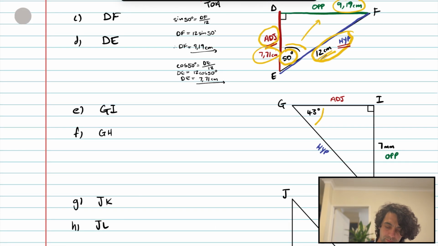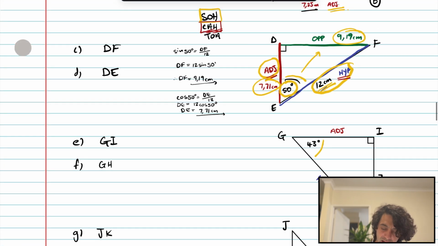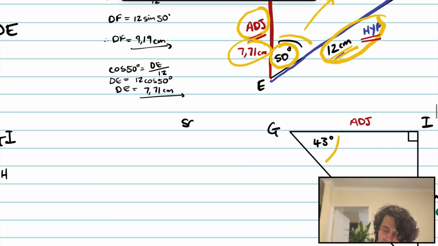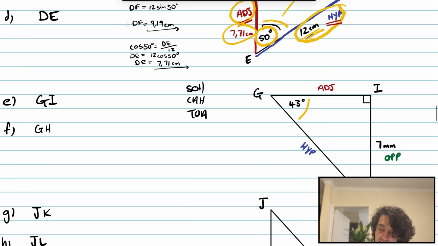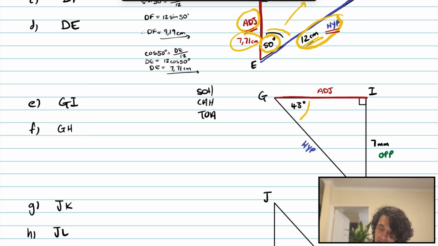GI, okay, I'm just going to write SOHCAHTOA. Get used to this, guys. It's the easiest way to do this and not make any silly mistakes. GI, in this case, is my adjacent, okay, and the information they've given me is my opposite. Notice how I can't use my hypotenuse. I don't have any information for my hypotenuse yet. So I have to use the information I have.